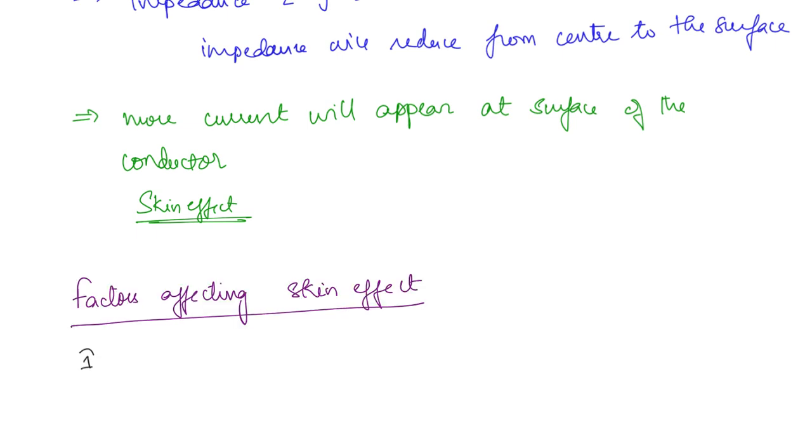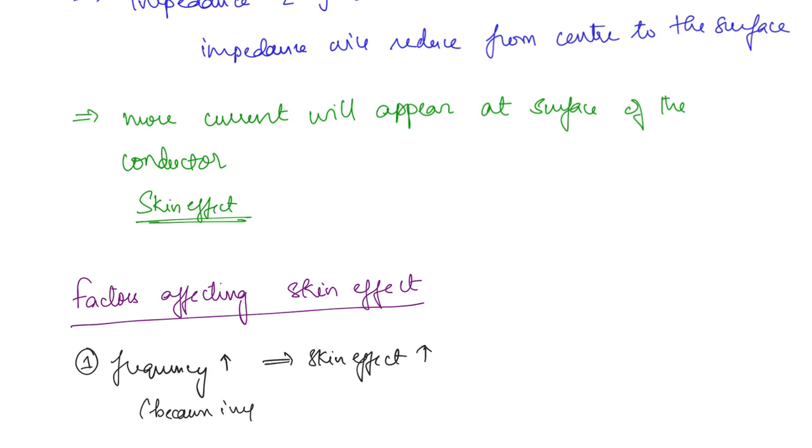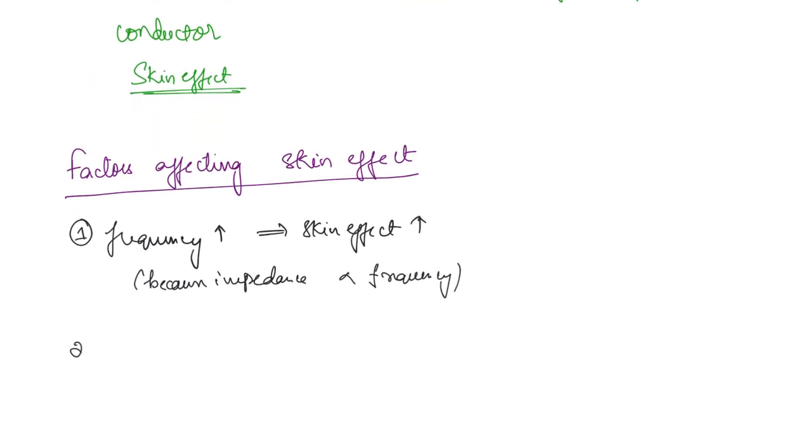The first one is what we just saw, the frequency. As it increases, the skin effect is also going to increase, because the impedance is proportional to frequency. So this is one factor. The second factor is the diameter. If the diameter is high, then skin effect is also high.